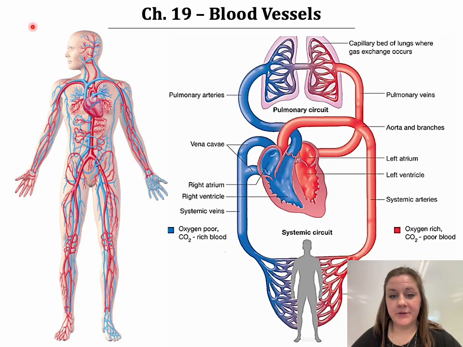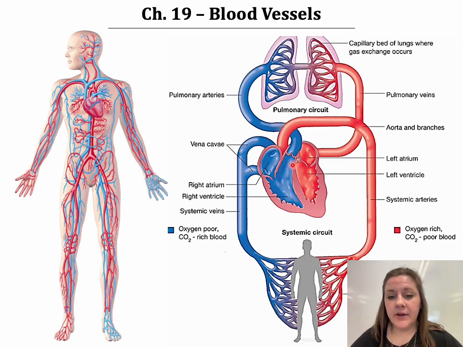We're going to go over chapter 19, which is the blood vessels. And as you can see from this image here, the blood vessels are an elaborate network of tubes that are transporting blood to and from the heart and to the tissue cells to provide nourishment and to remove any waste that accumulates at our tissues as well.